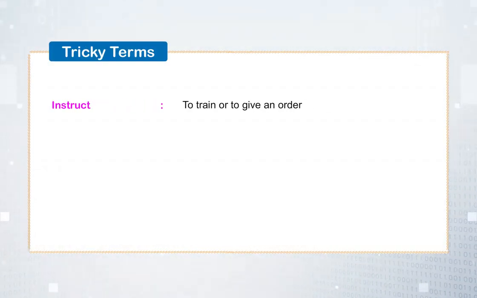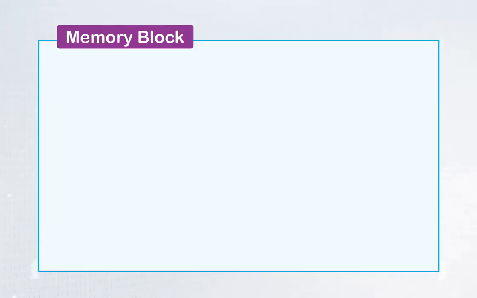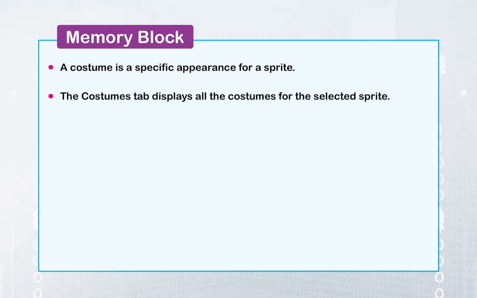Tricky terms. Instruct: to train or to give an order. Interactive: more engaging. Memory block. A costume is a specific appearance for a sprite. The Costumes tab displays all the costumes for the selected sprite.